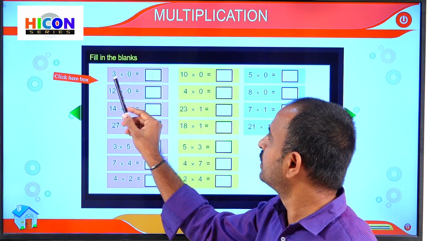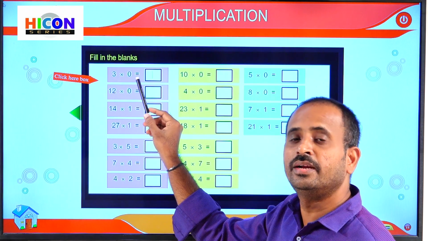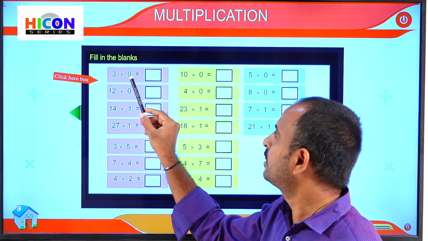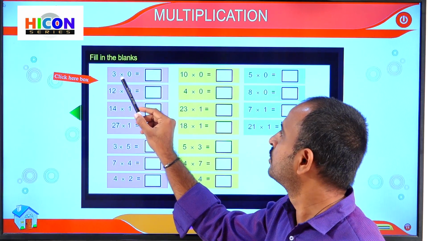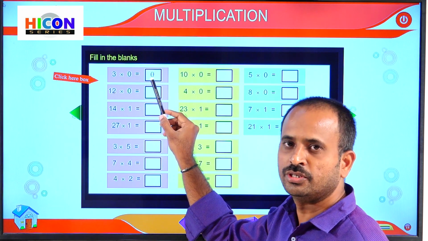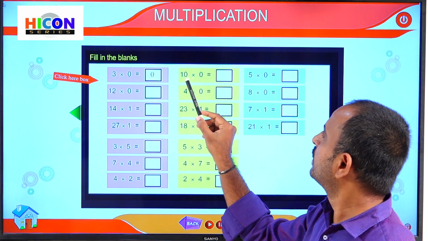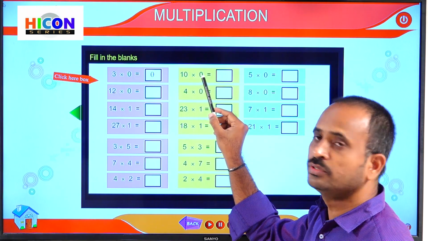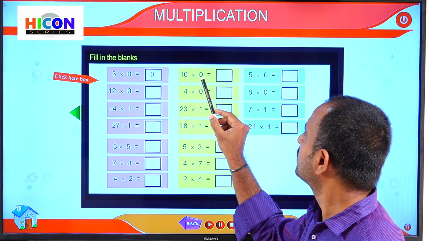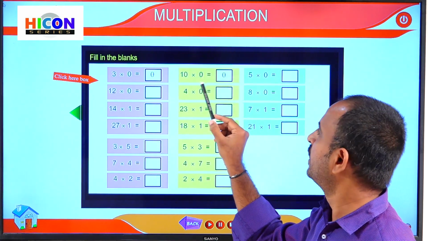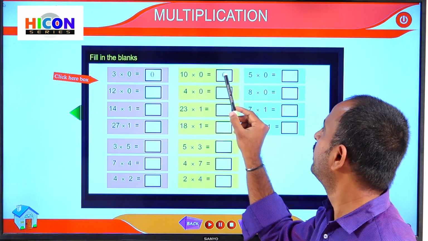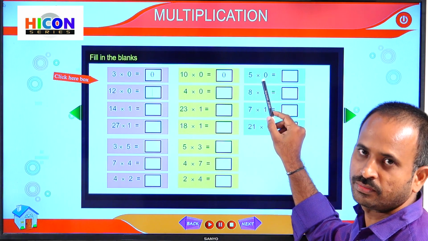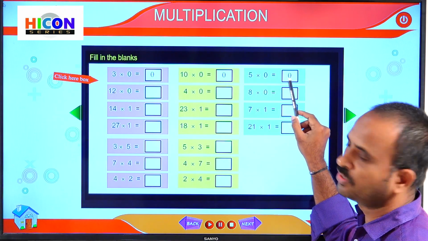Here, the number 3 is multiplied by 0. According to multiplication facts, if any number is multiplied by 0, the answer is always 0. So 3 into 0, the answer is 0. And see the second one. Here also, the number 10 is multiplied by 0. That is 10 into 0. So again, the answer is 0. Because if any number is multiplied by 0, we always get 0 as the answer. And see here also 5 into 0. So the answer is again 0.